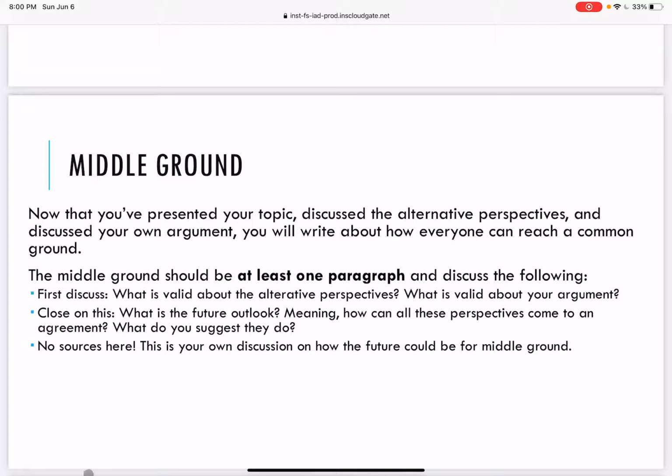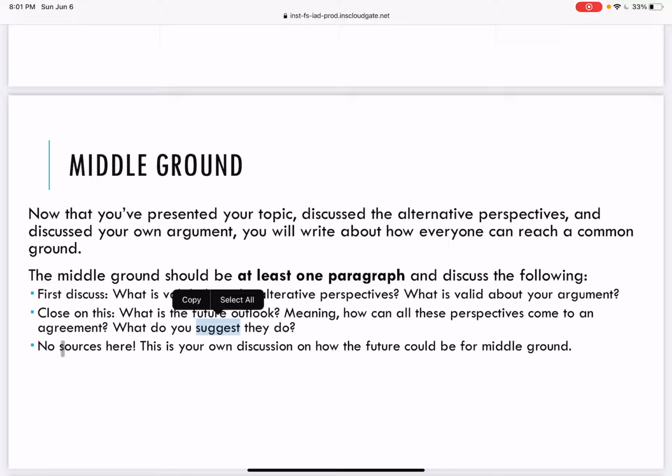The middle ground should be at least one paragraph, and it should discuss the following. What is valid about those alternative perspectives that you wrote about? What is valid about your perspective? And what is the future outlook? Meaning, how can all these perspectives come to an agreement? This is just your suggestion. So that's the cool thing about the middle ground paragraph.